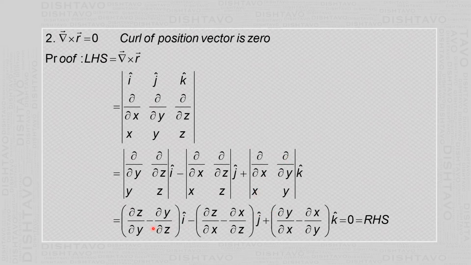The next step here, we see that ∂z/∂y is 0, because when you differentiate partially with respect to y, x and z are constant, so it is 0. Then in the second term, this ∂y/∂z, since we are differentiating partially with respect to z, y is constant, so that is 0. So therefore, each of these quantities will become 0, so it will result in 0, which is the right hand side.